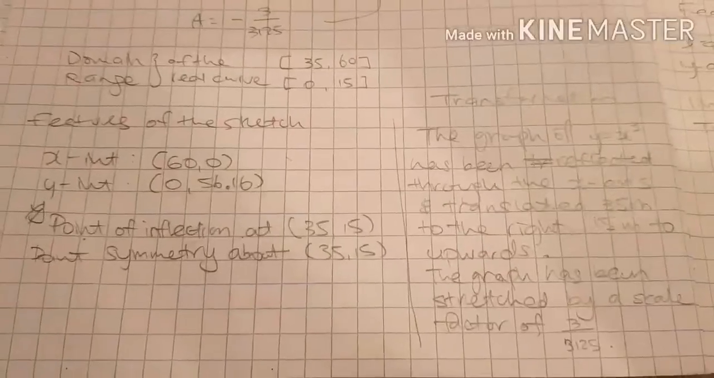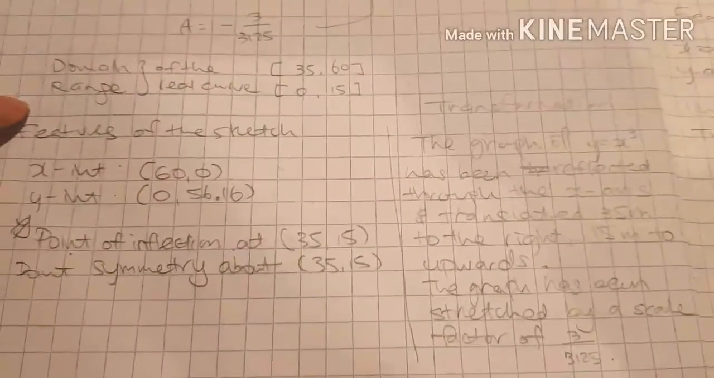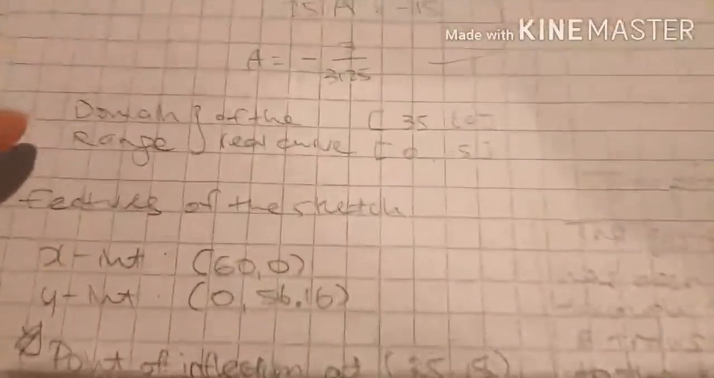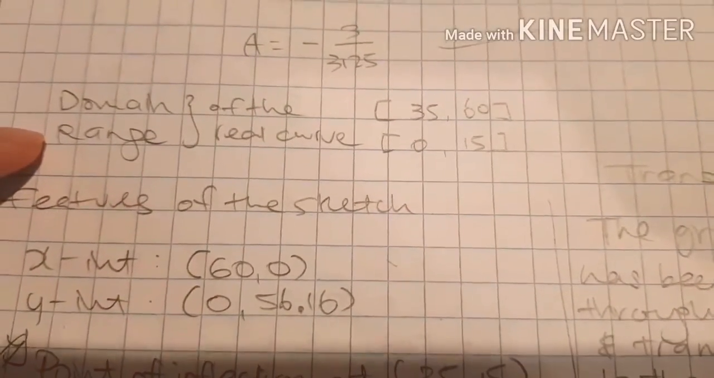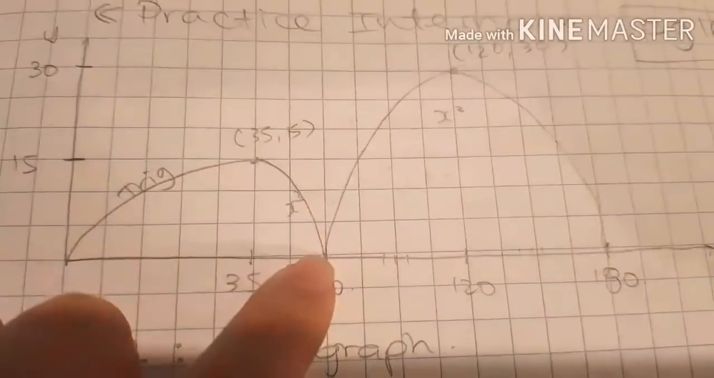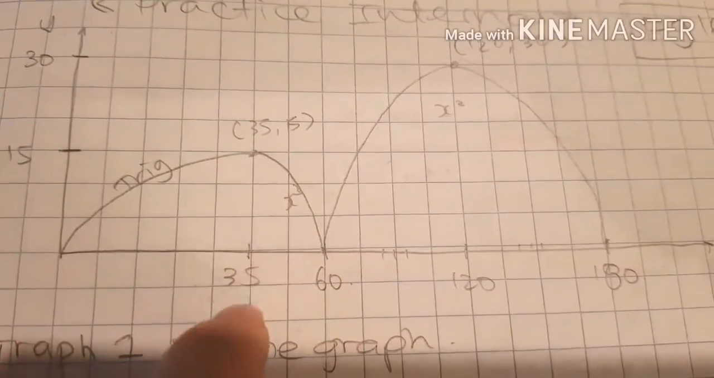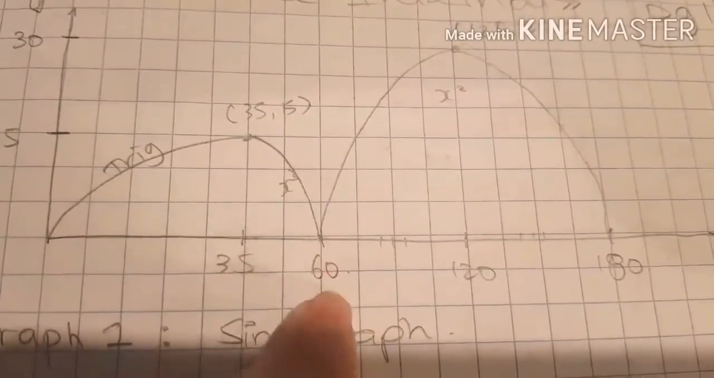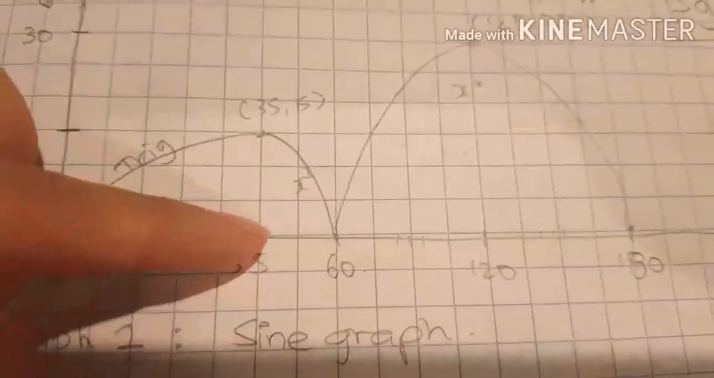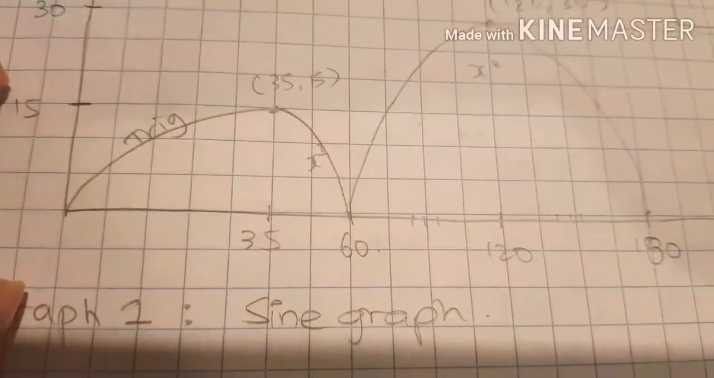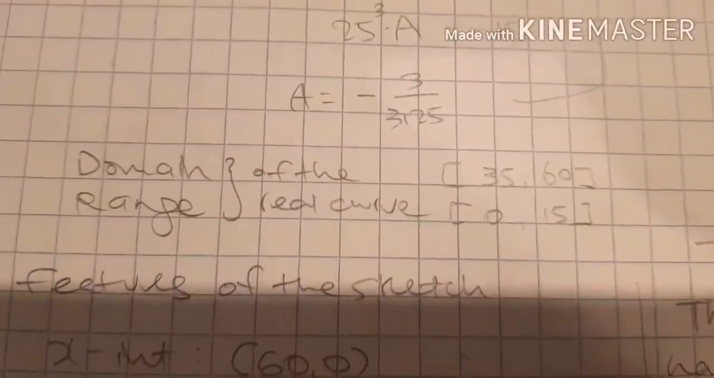What's next? The features and the transformation. Remember, the domain and the range are from the real curve that was given. This part: the domain is from 35 to 60 inside the square bracket, and the range is from 0 to 15. There you go.